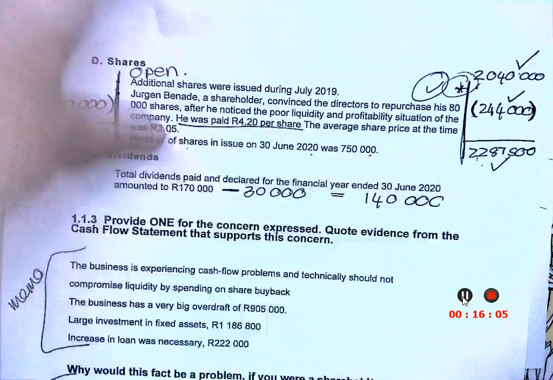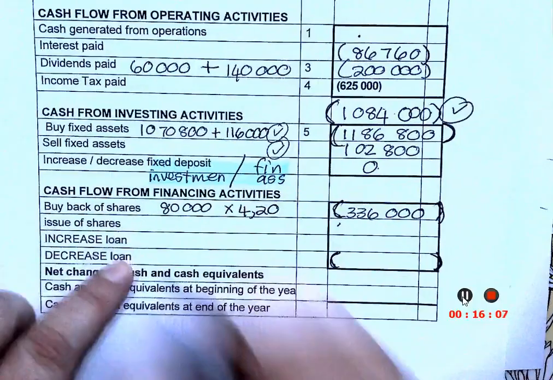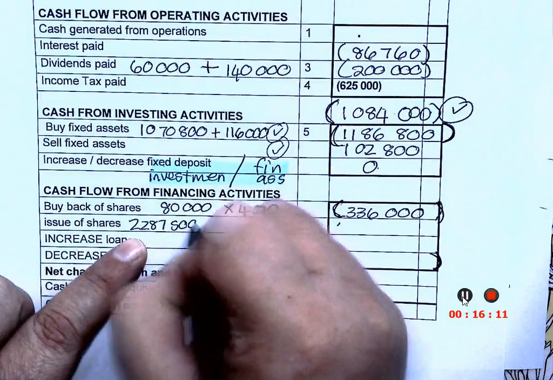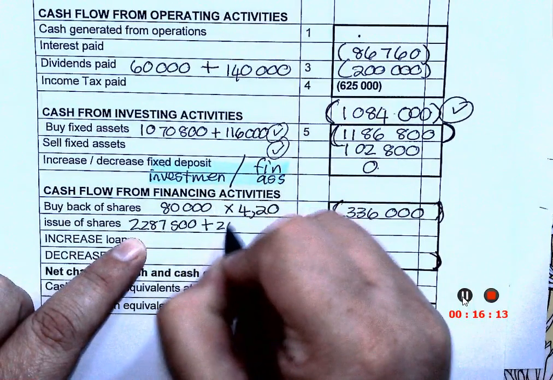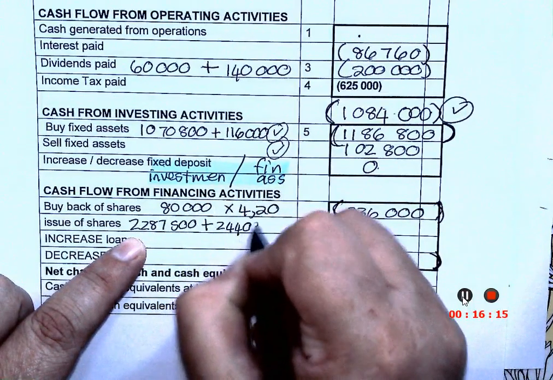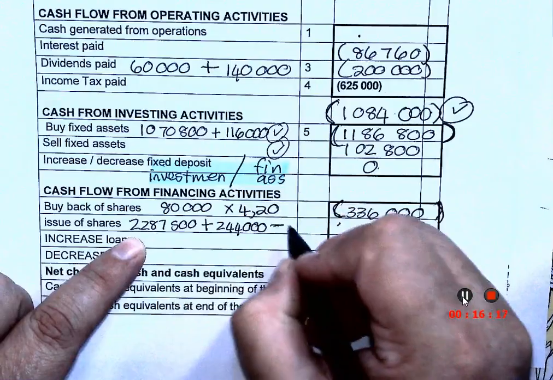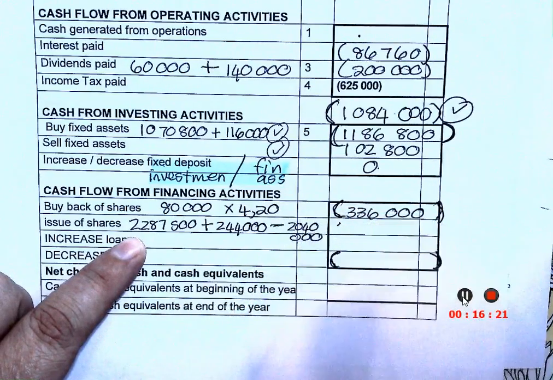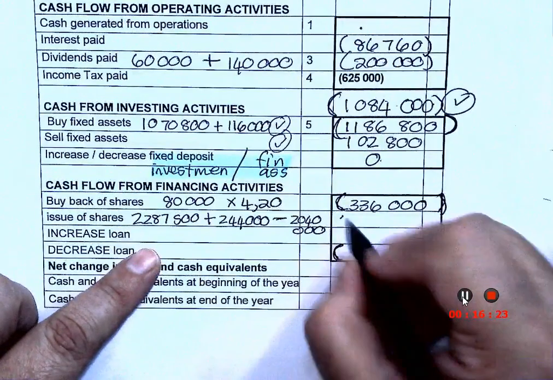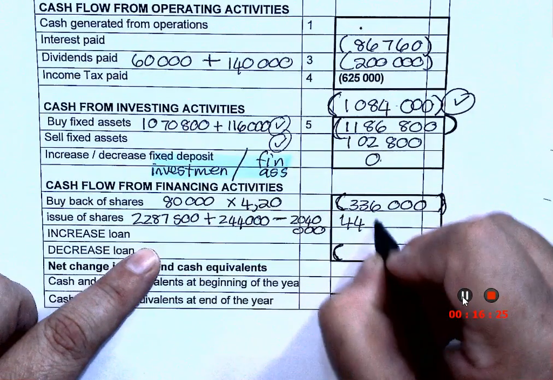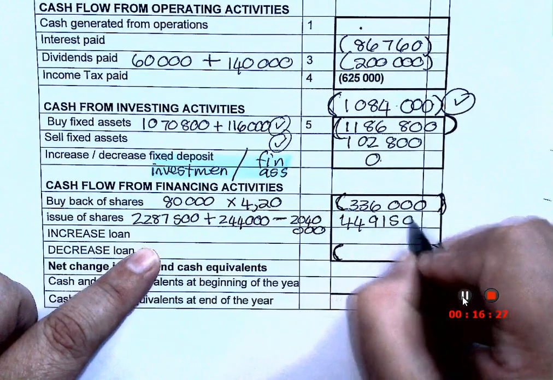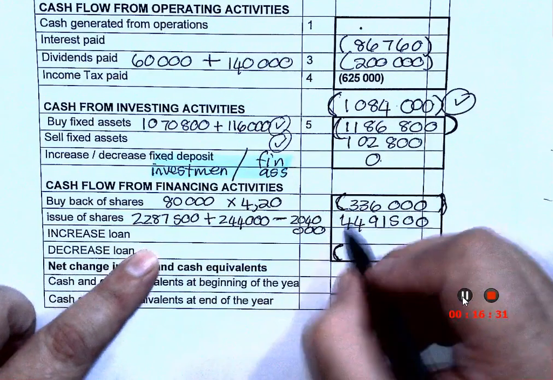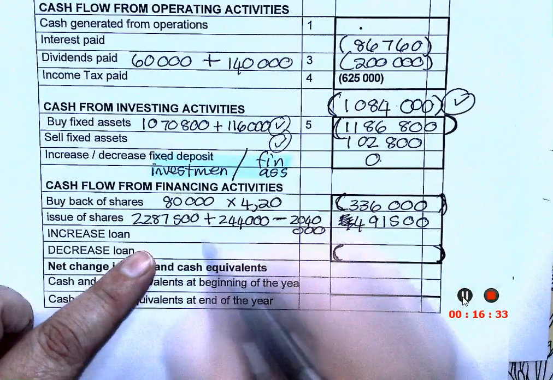I'm going to say 2287 plus 244 minus 2040, and that gives me what? 491,500. Okay, just 1 point, only one. So there's 4 marks there.